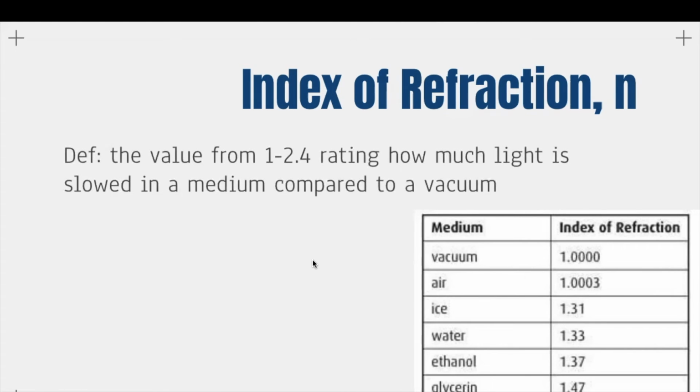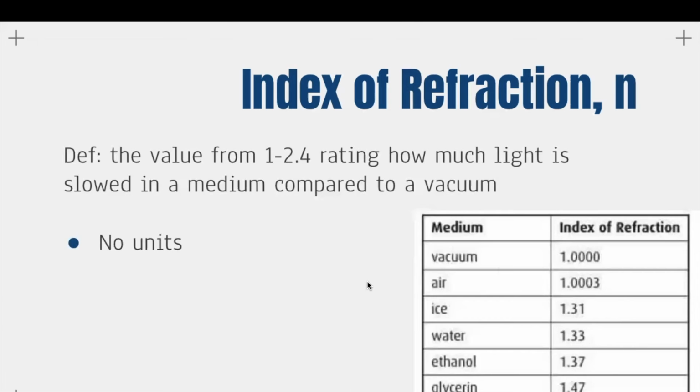Index of refraction is some number between 1 and 2.4. Think of it as a rating. It tells you how much slower light is in this material than it is in a vacuum. So if it's an index of 1, that means your speed of light is very quick. That's air and a vacuum. Since air has very few particles in the way, its speed of light is almost the same as a vacuum. But ice and water have a higher index because there's more particles in the way, so light slows down.